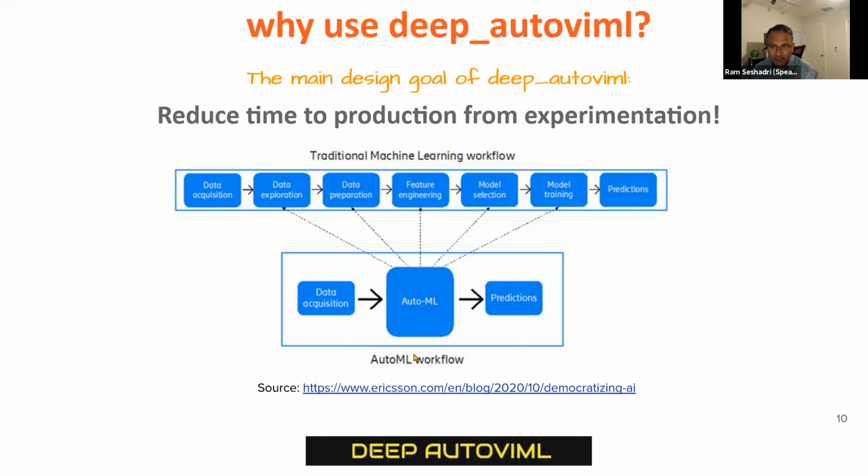We simplify all of that in Deep AutoViML down to, except for the data acquisition, the exploration, the preparation, feature engineering. I don't do a lot of exploration visually. I leave that to AutoViz, which is my other open source library. But if you want to use exploration, go and use any of the open source tools. And my goal here is to explore the data enough to know what the data types are, so that we know how to handle it in the next stage.